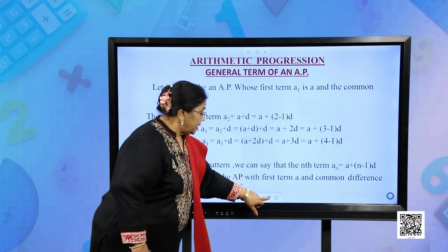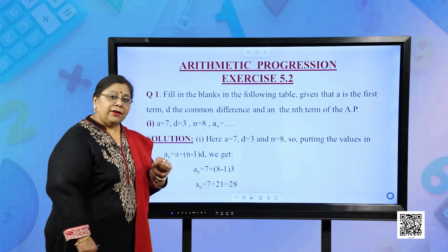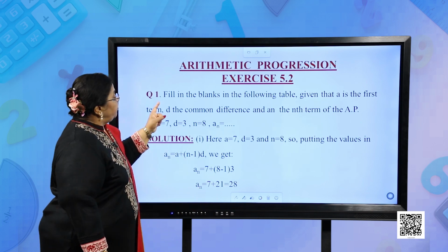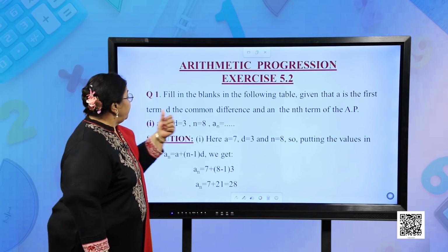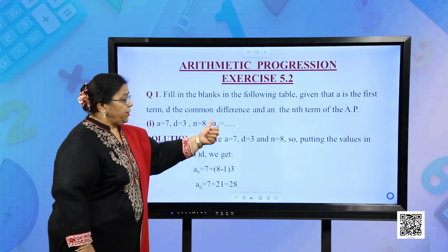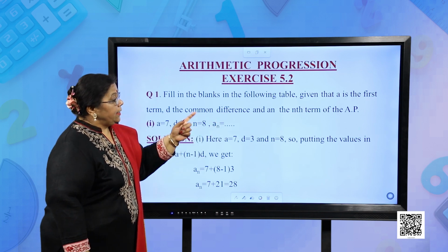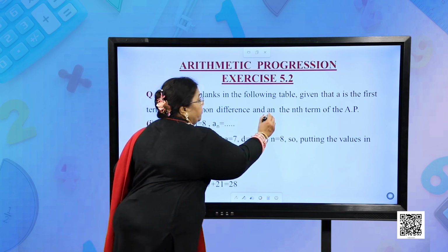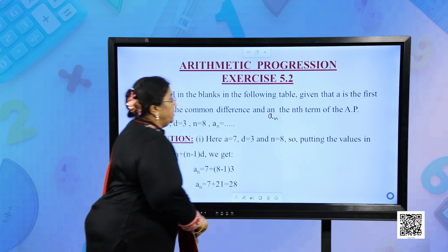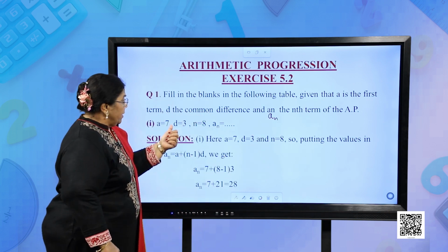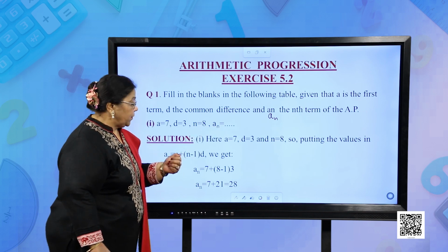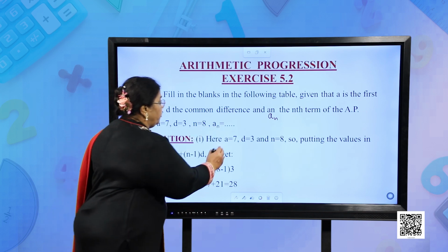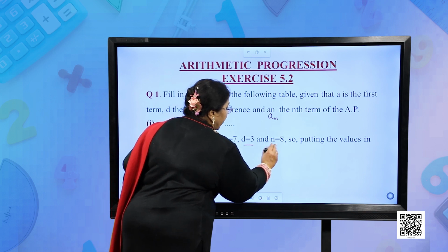Okay. Let us start with your exercise 5.2. Fill in the blanks in the following table given that A is the first term, D is the common difference and An the nth term of an AP. We write down: A is 7, D is 3, N is 8, and we have to find An. We use the same formula.